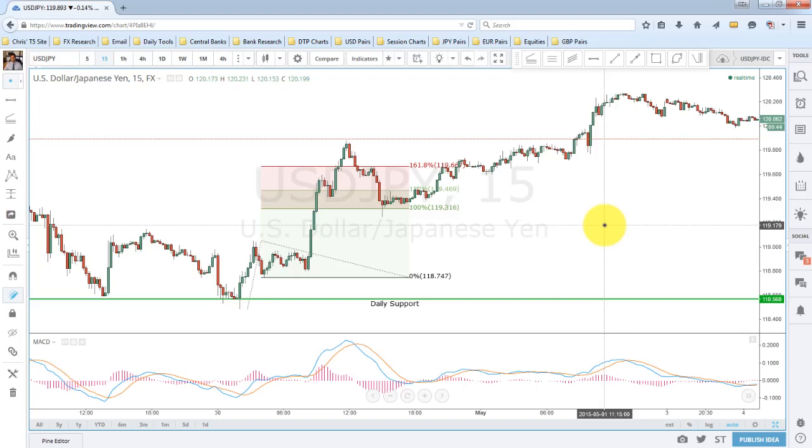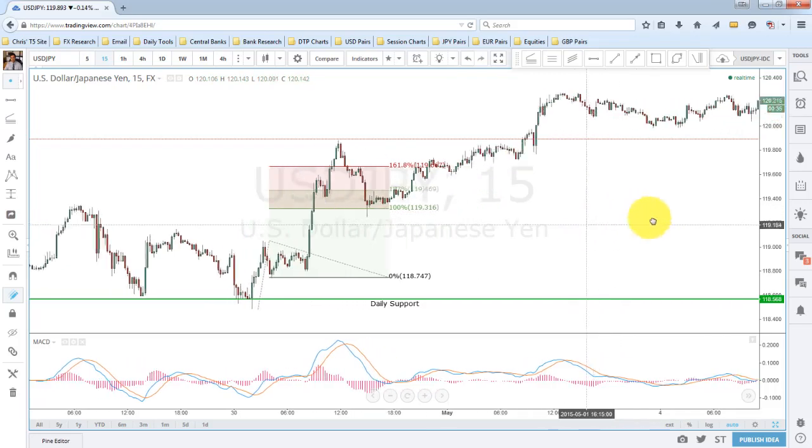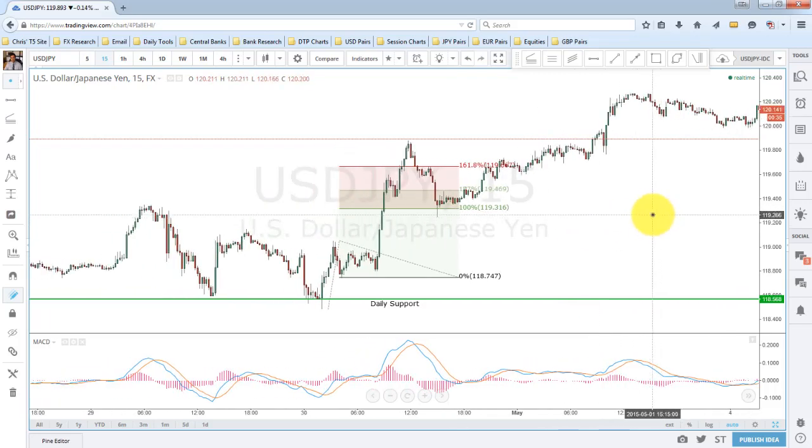But we would certainly want to manage the trades very well using these smaller degree time frames to enter on the higher degree time frame patterns, because our reward to risk ratios are going to be very good.